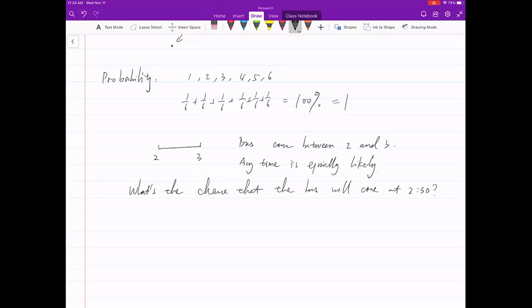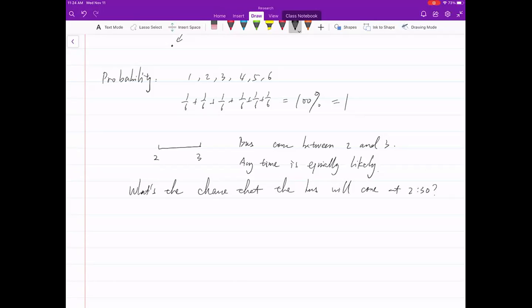If you want to answer that question, you need to divide it from 2 to 3 into a lot of pieces. And each piece has 1 over the number of pieces probability. If it's 10 pieces, every piece has 1/10 chance. If it's 100 pieces, every one has a 0.01 chance to be picked. Good so far? But how do you want to divide in this case?